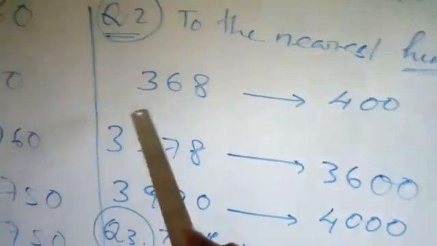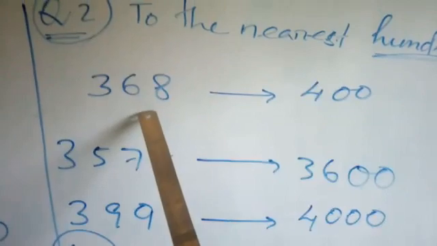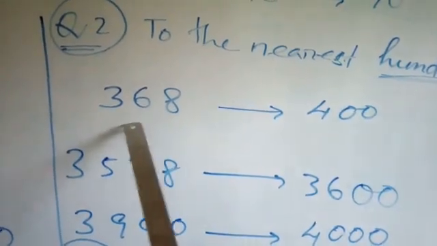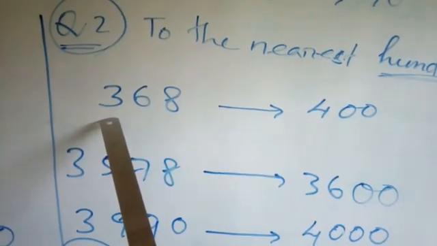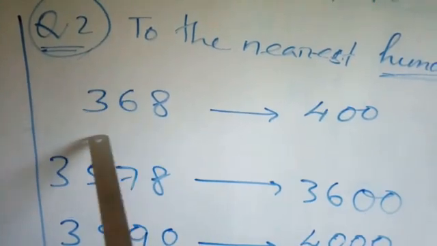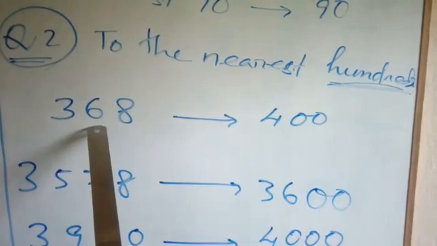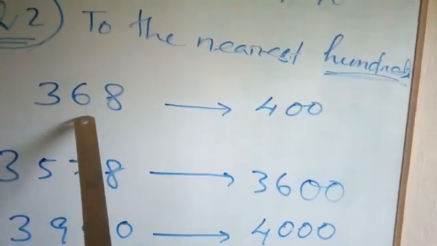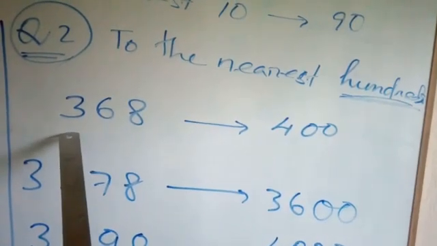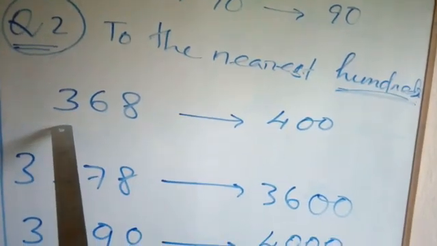Look here, the number given in question 2 is 368. So we have to round to the nearest 100. This is our ones place digit, tens place digit, this is the 100s place digit. Its meaning is we are rounding the digit 3 which is in the 100s place. So it is very, very important for us to see what our next digit is. What do we find in the tens place? 6. So if this digit is 5 or more than 5, then we will add 1 to this number. If this number is less than 5, then we will not add anything to this number.